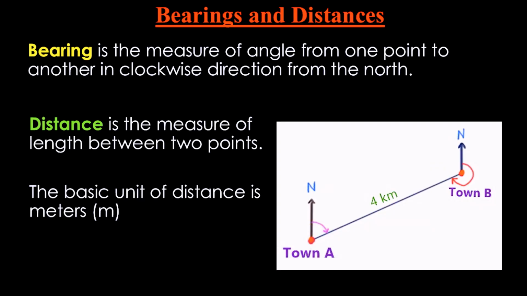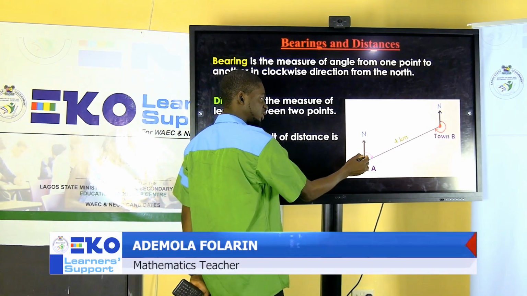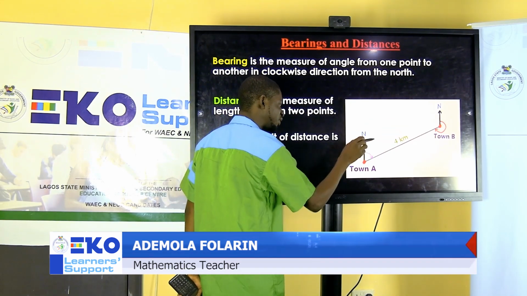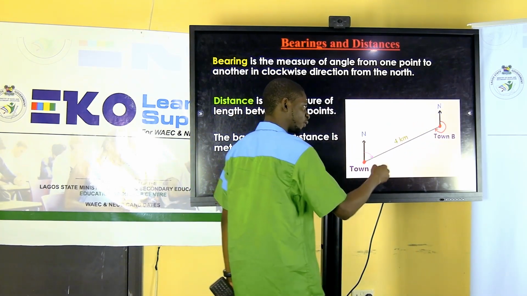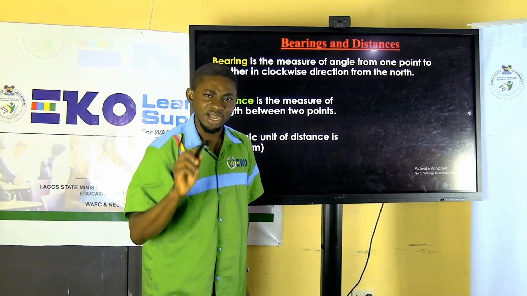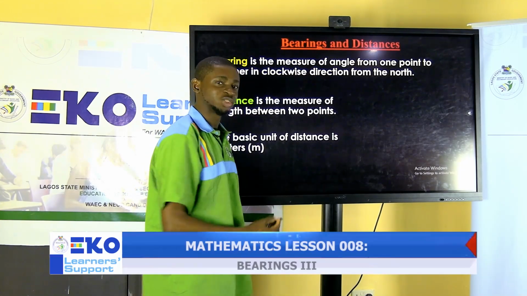Let's look at this. Town A and town B. The distance between them is 4 kilometers. But there is a bearing reading of town A from B and that of town B from A. This shows the bearing of town B from A, and this shows the bearing of town A from B. Let's not confuse the concept of bearing of and from. We dealt with that in our last class, so here we are just going to use that knowledge.